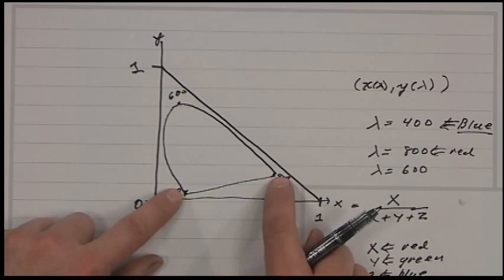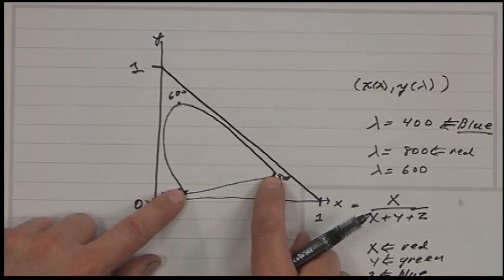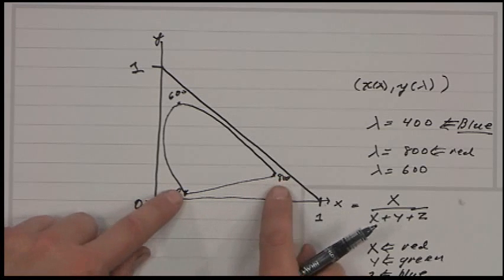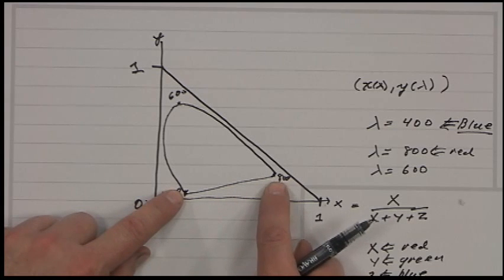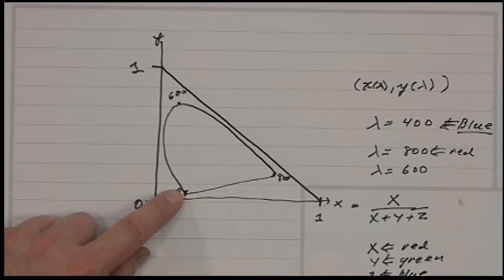Now, if I take any two colors and I mix them together, because of this projection property, it's going to fall in the line between them. So if I take a 400 nanometer and an 800 nanometer laser and I mix the colors from them, I'm going to get a line connecting them, okay?